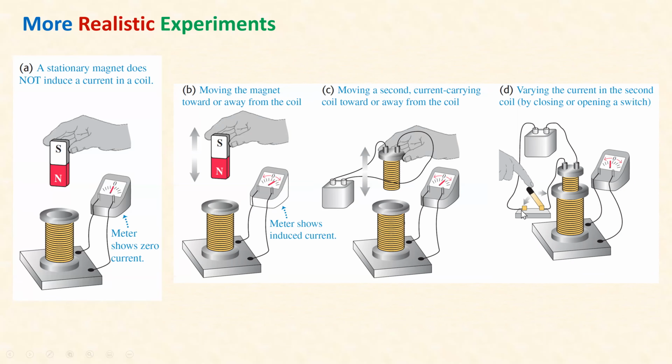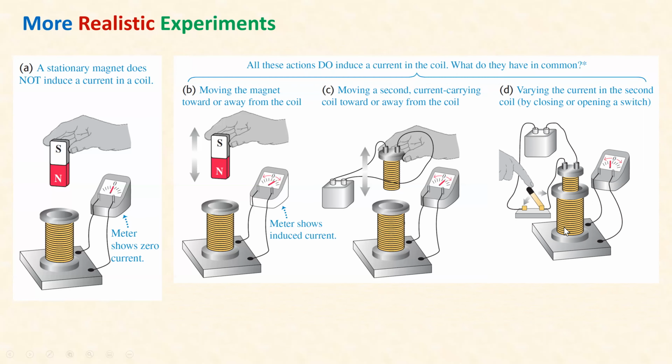When the current is on and it is constant, there is no current created in this way. So only the change creates the current in the second one. The change is very important. So all of these induce a current in the coil. And the question is, what do they have in common? They cause the magnetic field through the coil to change. All right, but what exactly, how much magnetic field?